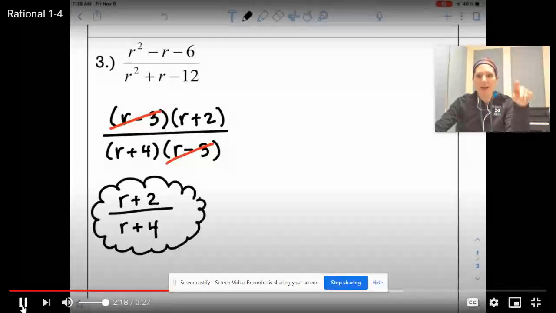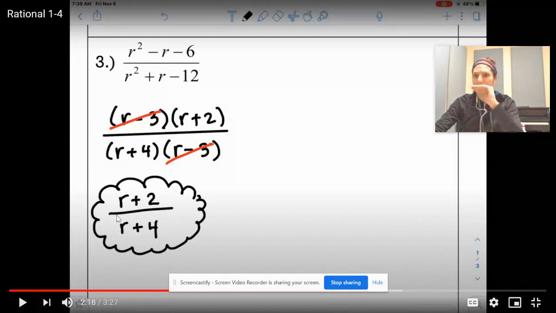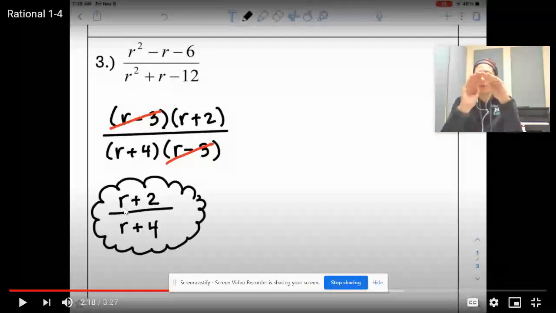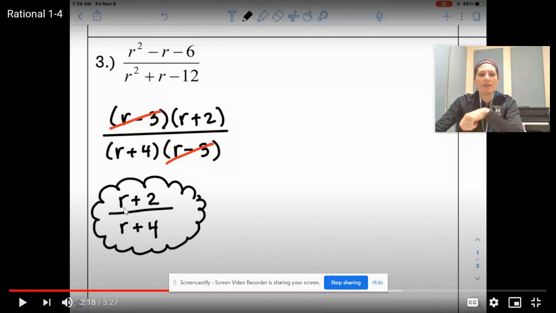Now, a common error is students think they can cancel out the r. No, don't. You cannot do that. You cannot cancel individual terms. Please, don't ever do that.